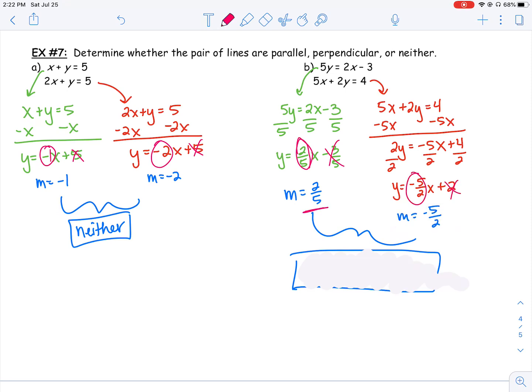If I have a positive 2/5 and a negative 5/2, they're not the same, so they're not parallel. Are they opposite and reciprocal? It looks like it. So as soon as I see that they're both opposite and reciprocal, negative reciprocals, I know that these two lines are perpendicular. I know that they cross exactly at a 90-degree angle, not just by looking at them, but by comparing their slopes. Remember, parallel lines have the same exact slope, and perpendicular lines have negative reciprocal slopes, opposite and reciprocal.